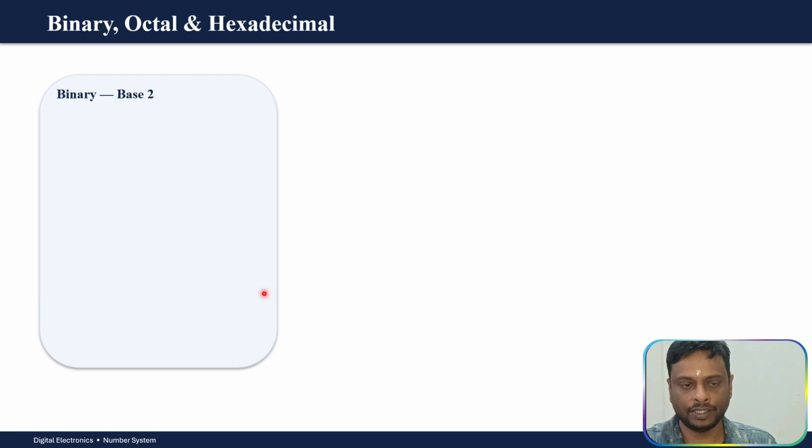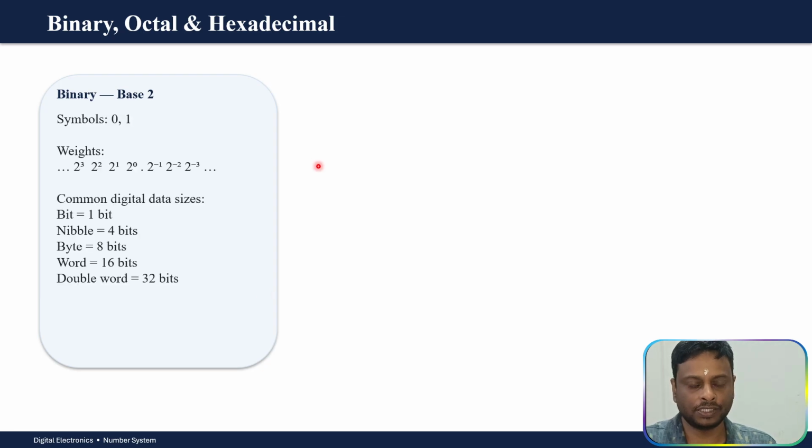Similarly, we have the binary, that is the base of 2. In the binary number system, the symbols used are 0 and 1. The weights are 2 to the 3 likewise. After the binary point, the weights are these. This is known as your binary point, because the base here is 2 and it is a binary number.